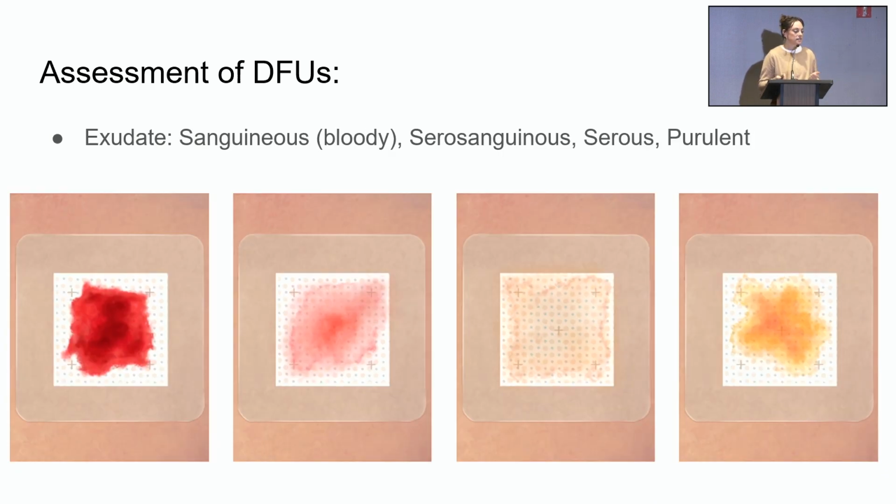We like to look at the exudate. Are they heavily draining wounds? Are they mildly draining wounds? What kind of exudate is it? Bloody, serosanguinous, serous, or purulent? Obviously, with purulent, we're worried about infection.